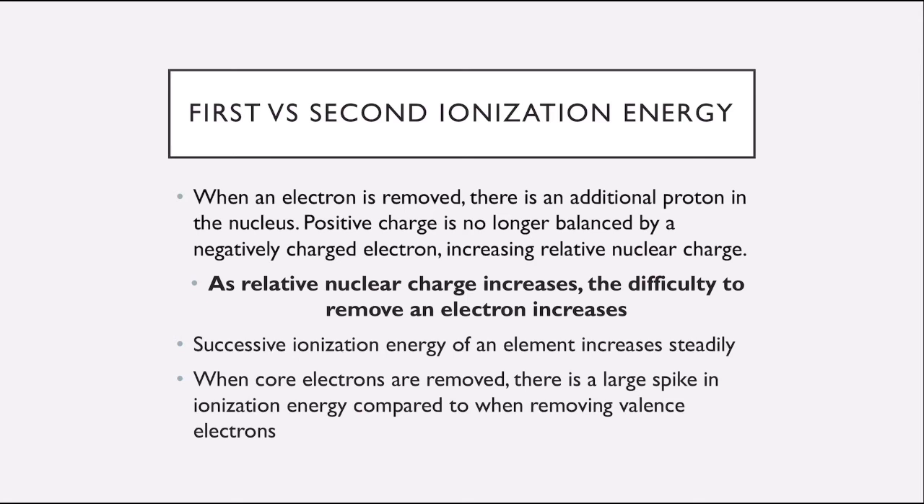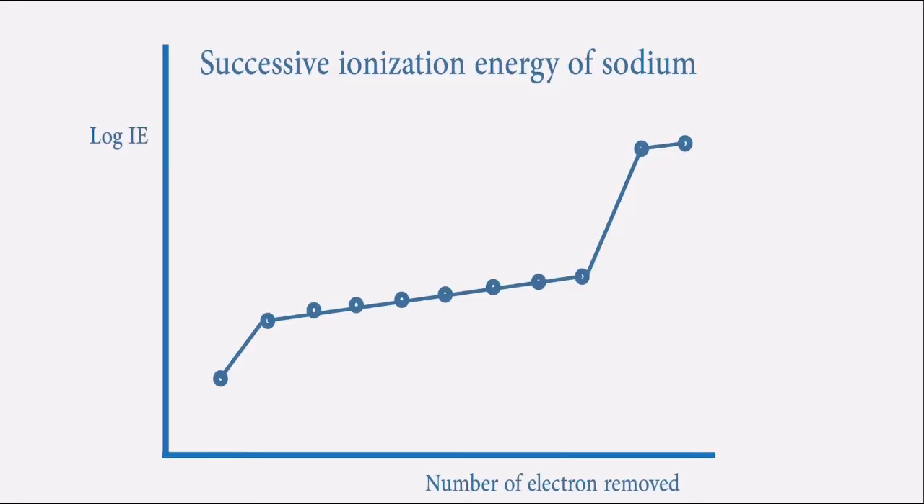Each time an electron is removed, there is one more proton in the nucleus. The positive charge is no longer balanced by a negatively charged electron, and the relative nuclear charge is increasingly positive. With an increase in relative nuclear charge, the remaining electrons are more attracted to the nucleus. This increases the difficulty of removing the next electron. Therefore, successive ionization energy of an element increases steadily. When a core electron is removed, there will be a large positive spike in ionization energy compared to when removing valence electrons.